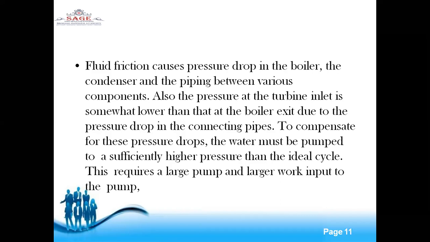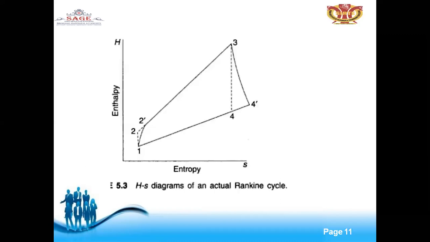So the fluid friction causes a pressure drop in the boiler, the condenser and the piping between the various components. Also, the pressure at the turbine inlet is somewhat lower than that at the boiler exit due to the pressure drop in the connecting pipes. That's why a large work input is required for the pumping purpose.